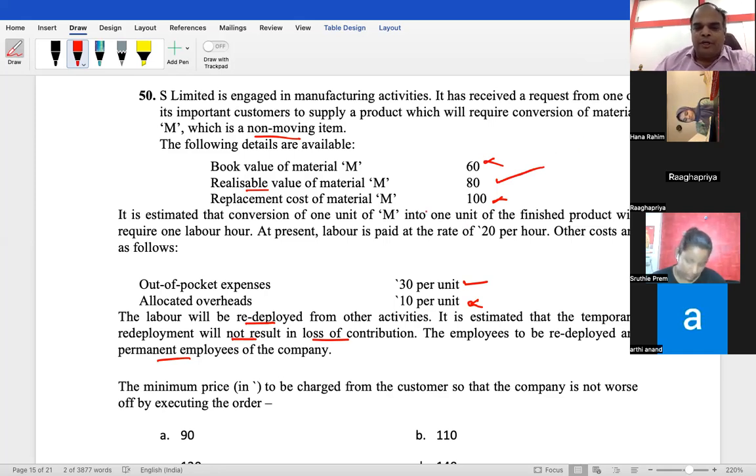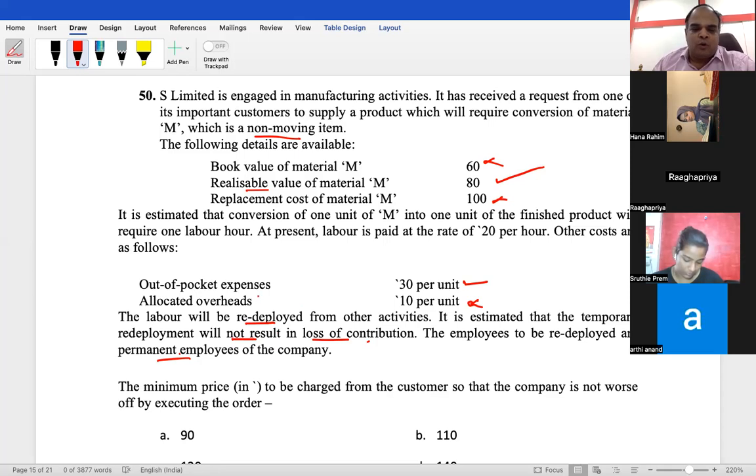Then I may use this particular product for some other purpose. For that, I need one labor. For labor, 1 hour I have to spend, per hour rate is 20. But labor is what? Not having any contribution loss, permanent labor. Whether I am going to use this activity or not, the labor cost is a committed cost for us. Right? Therefore, labor cost is not relevant for decision making.